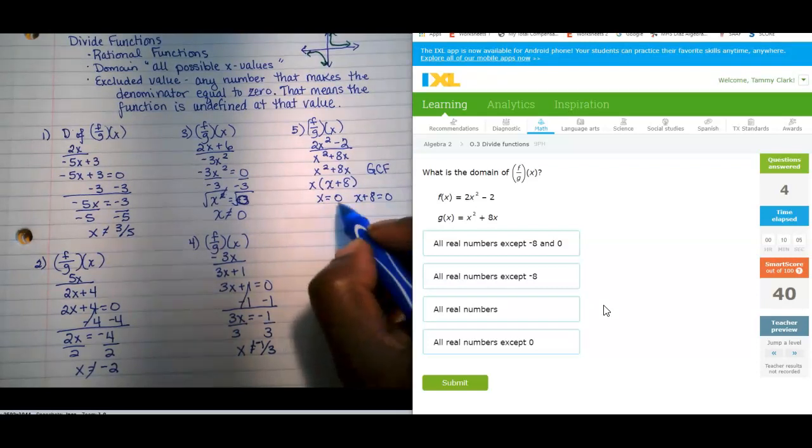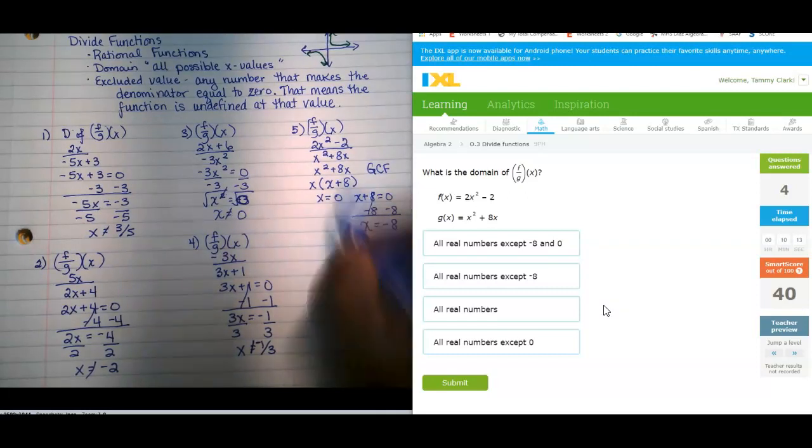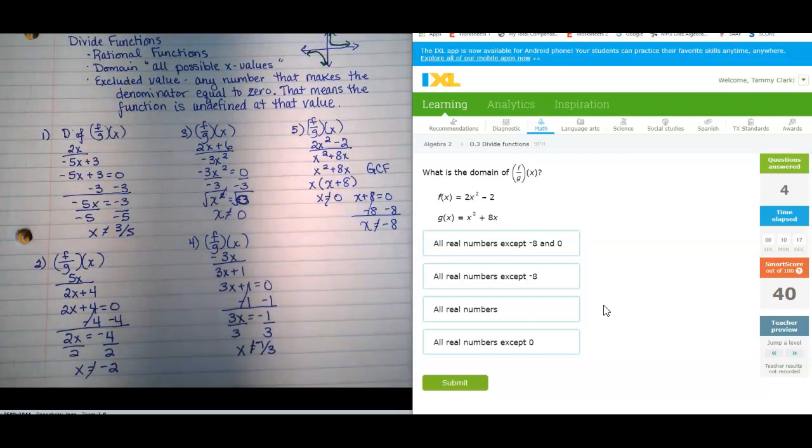Well, this one's already solved. This one is not. So we're going to subtract 8 from both sides of the equation, and we're left with x is equal to negative 8. So x cannot be 0 in the domain, and x cannot be negative 8. Those are our excluded values. The domain, therefore, would be all real numbers except negative 8 and 0.